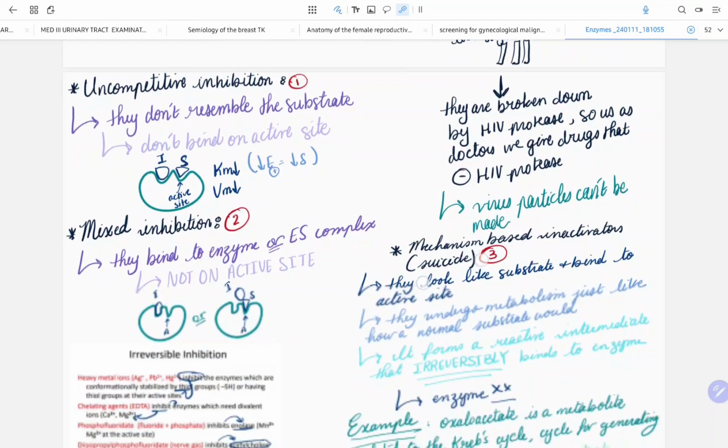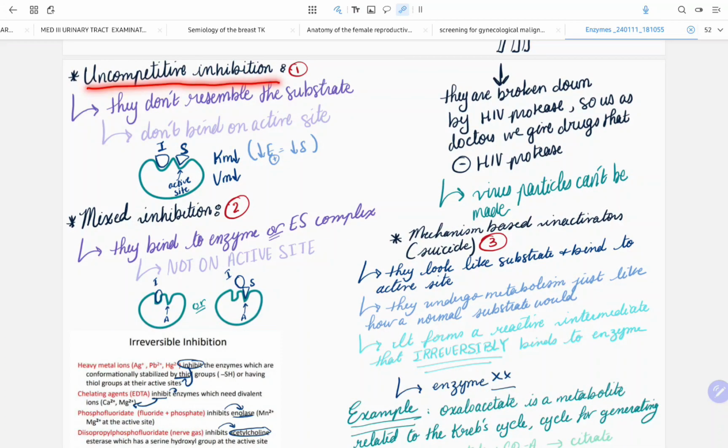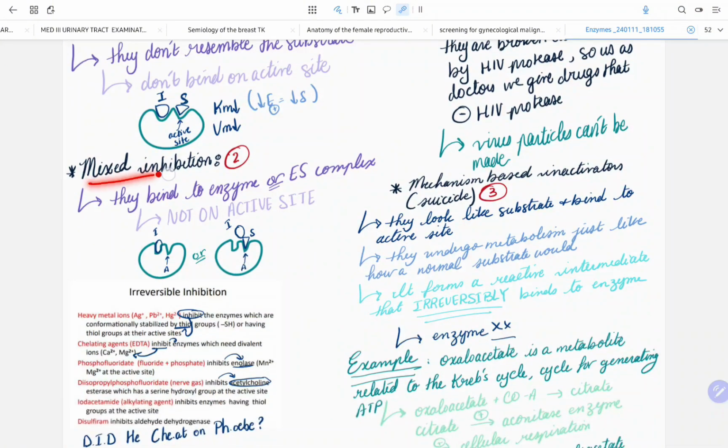So, moving on to the uncompetitive inhibition, the exact opposite of competitive inhibition. The inhibitor looks nothing like the substrate. It will not bind to the active site and it will not compete with the substrate. It will bind to its own site and it will deactivate the enzyme. The KM and VM make sense because we have deactivated enzyme. Now, mixed inhibition is when the inhibitor binds to its own site, not the active site, or binds to the substrate enzyme complex, but not on the active site. Okay?